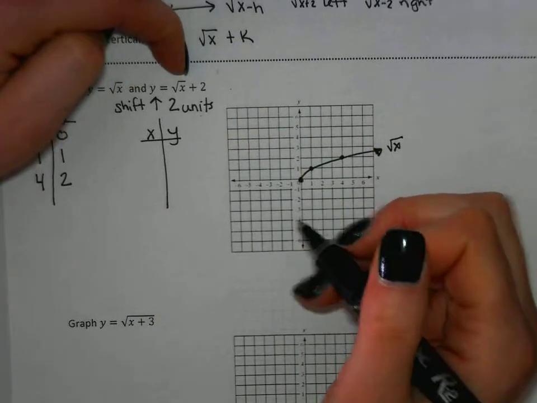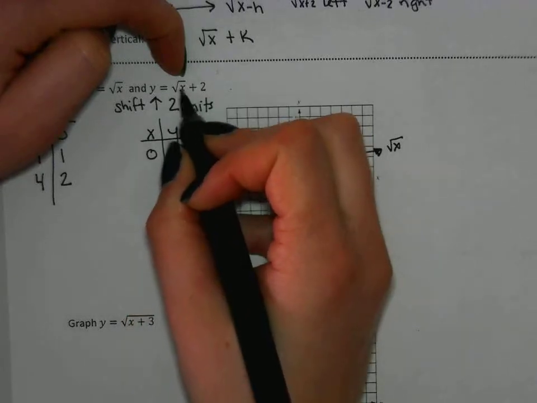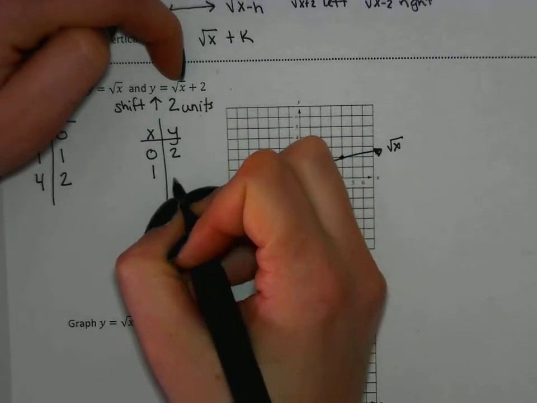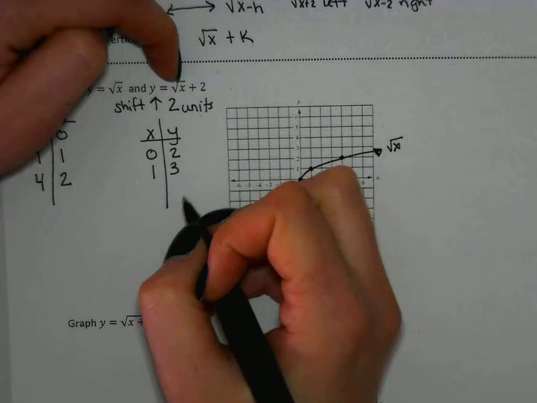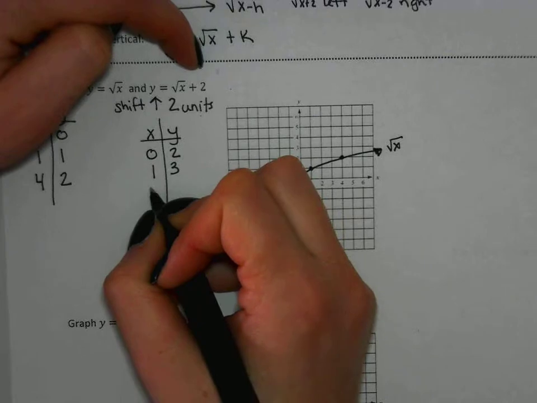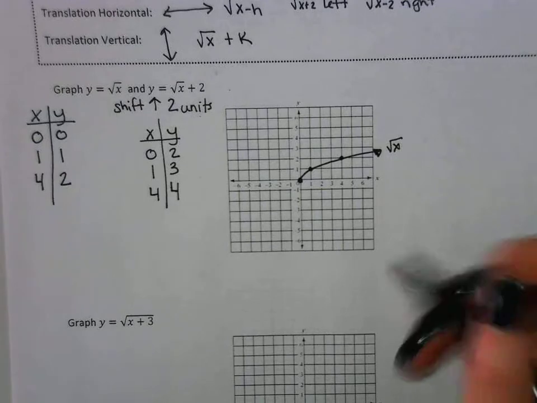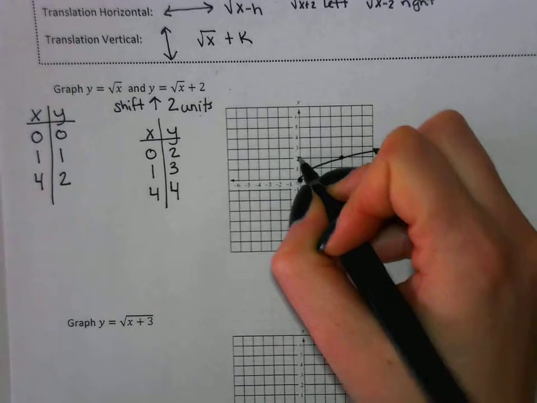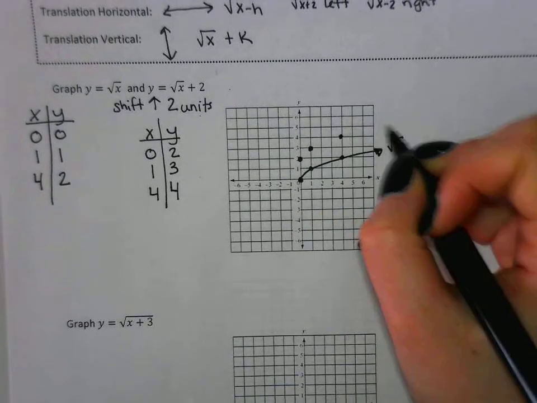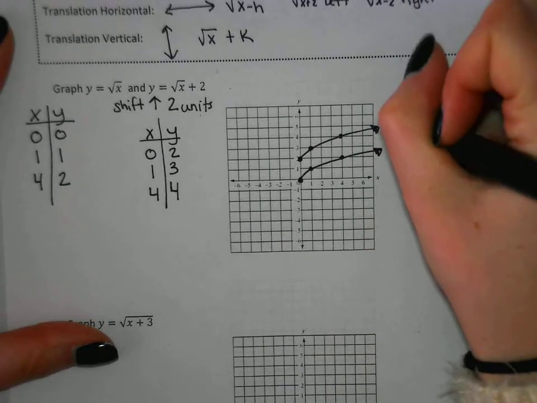We're still working with the square root, so we can't have negatives. The first perfect square we can use is 0. The square root of 0 is 0, but then plus 2 makes it 2. The square root of 1 is 1, plus 2 is 3. We know we can't use 2 or 3, so the square root of 4 is 2, and 2 plus 2 is 4. So now we can graph that. We have (0, 2), (1, 3), (4, 4). If we look, this whole graph has been shifted up 2 units.